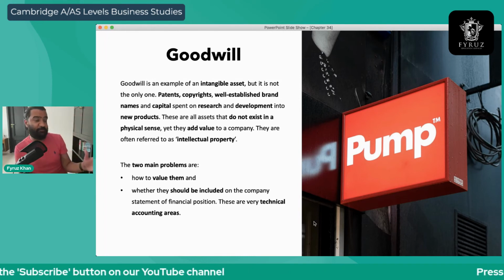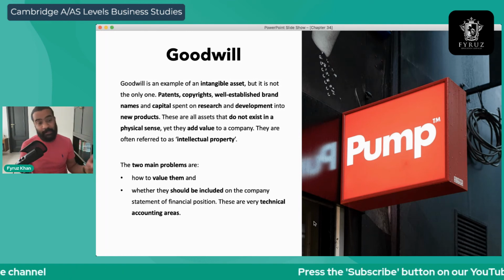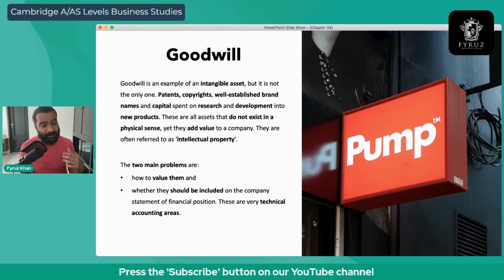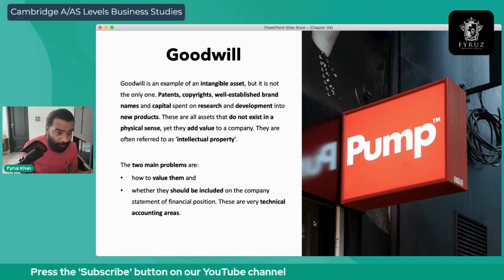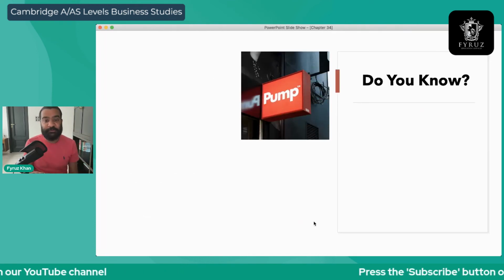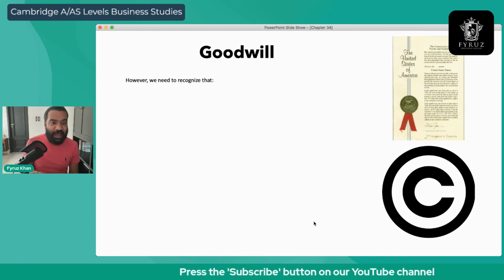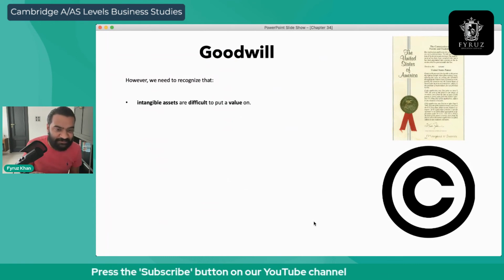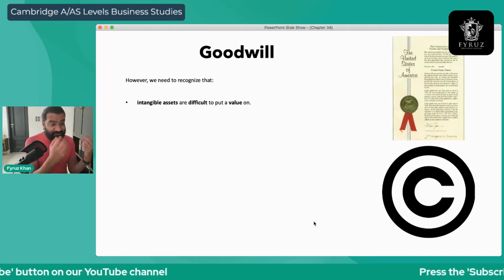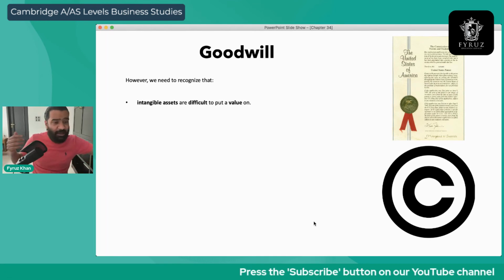And why do they disappear very quickly? It's because something can happen to the company. Let's say an event, a disastrous event, and it may harm the company's reputation or image. Okay, we have already talked about this. Okay, so however, we need to recognize that intangible assets are difficult to put a value on. Assets that are intangible, that we cannot see, it's very difficult to put a value on.